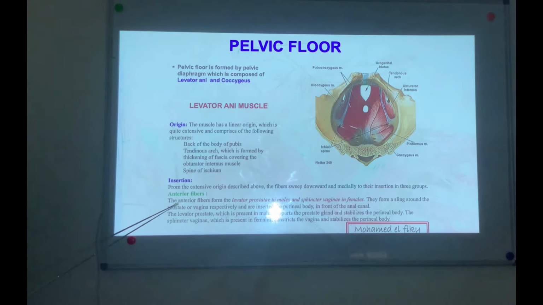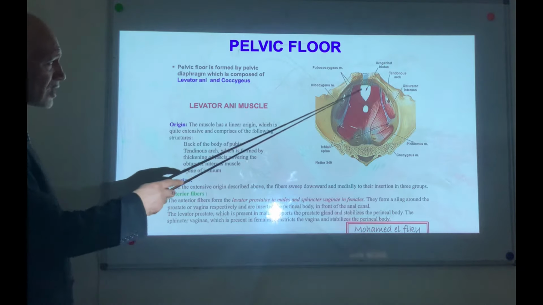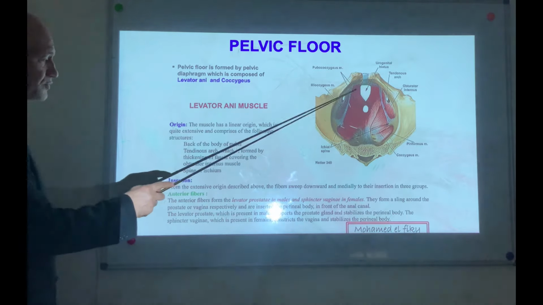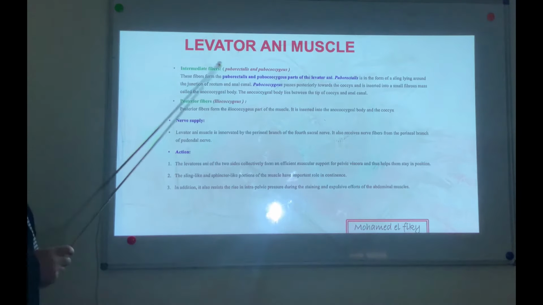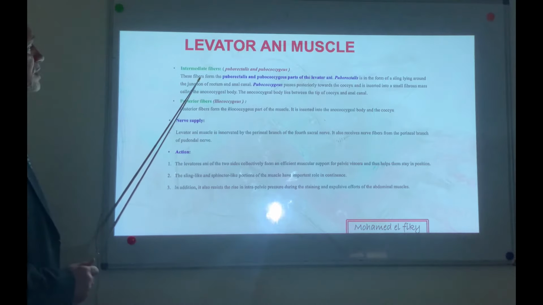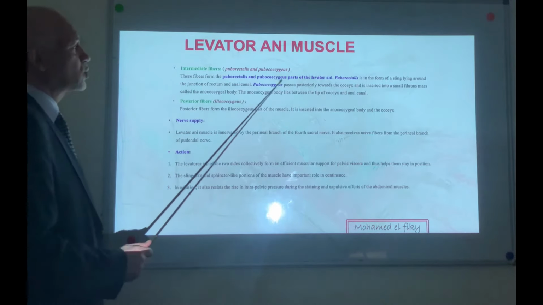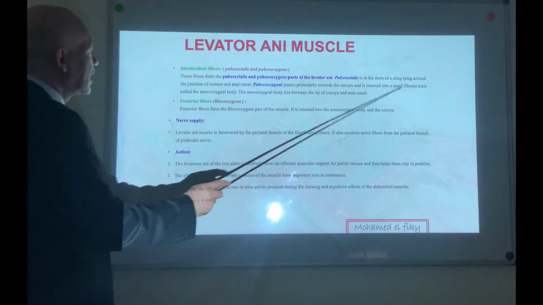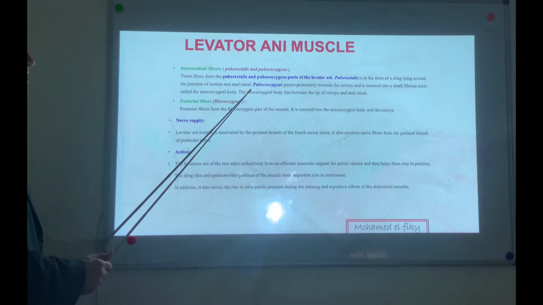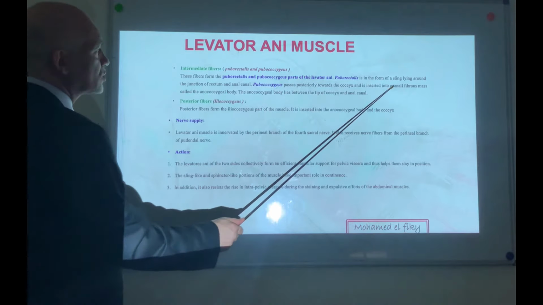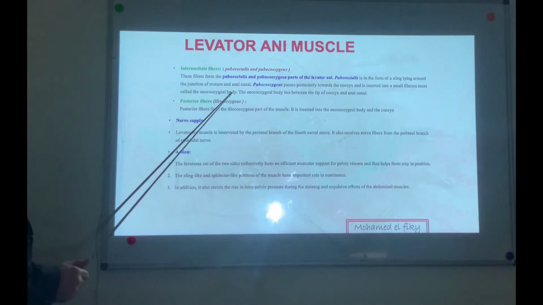Anterior fibers, in the male, surround this gap, which is called the levator prostate in the male and sphincter vaginae in the female. Intermediate fibers: puborectalis and pubococcygeus. These fibers form the puborectalis and the pubococcygeal part of the levator ani muscle. It forms a sling around the junction of the rectum and anal canal. The pubococcygeus passes posteriorly toward the coccyx and inserts into the small fibrous mass called the anococcygeal body.